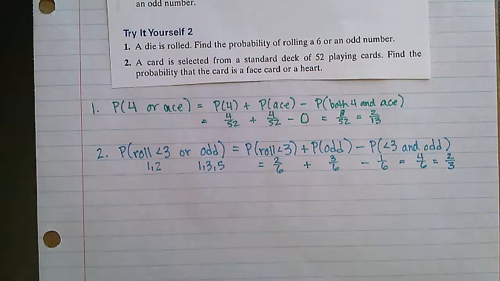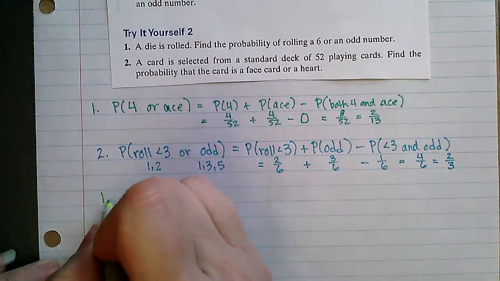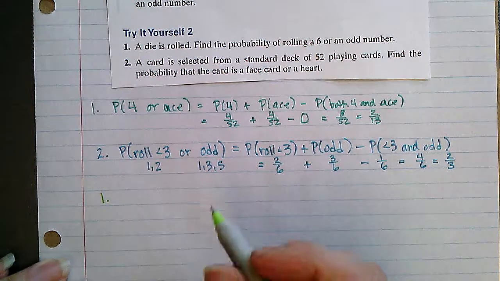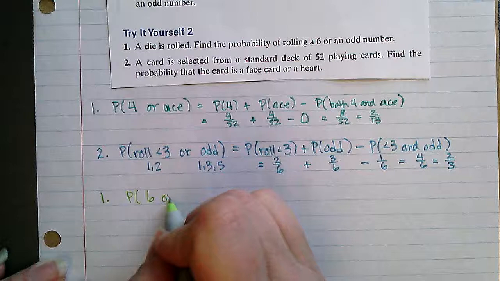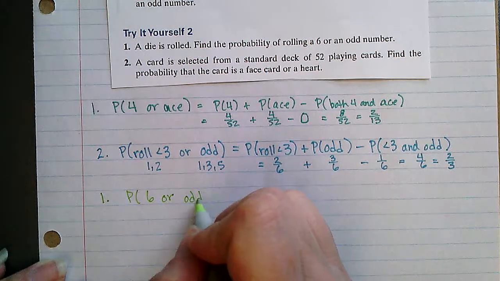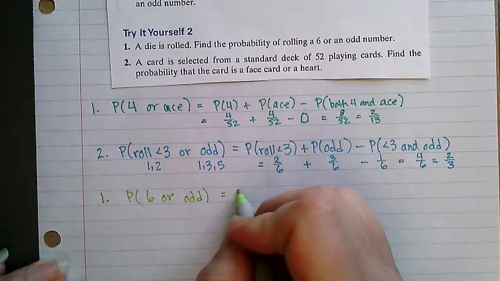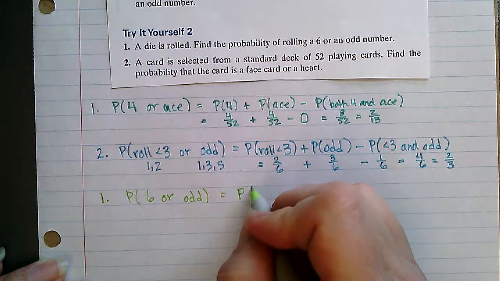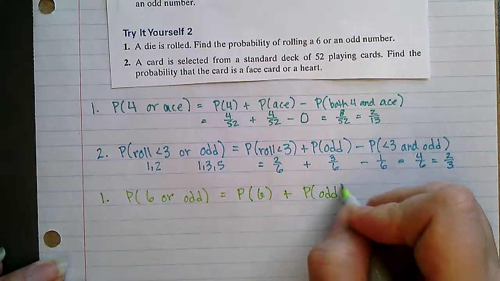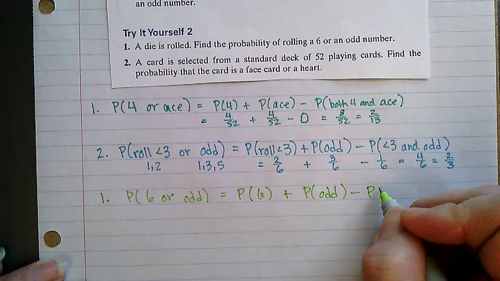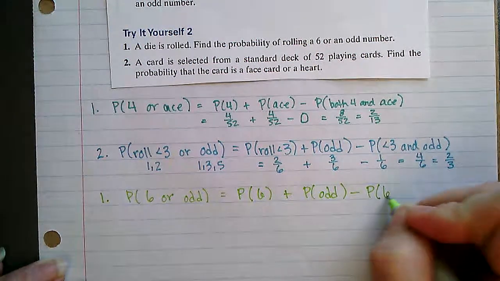Now we have another number 1 and number 2. Try it yourself, number 1. A die is rolled. Find the probability of rolling a 6 or an odd number. So it's an or, so we're adding. So the probability that we roll a 6 plus the probability that we roll an odd minus the probability that it is both 6 and odd.